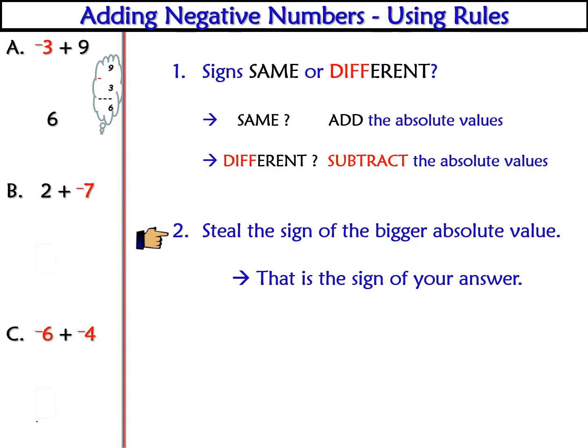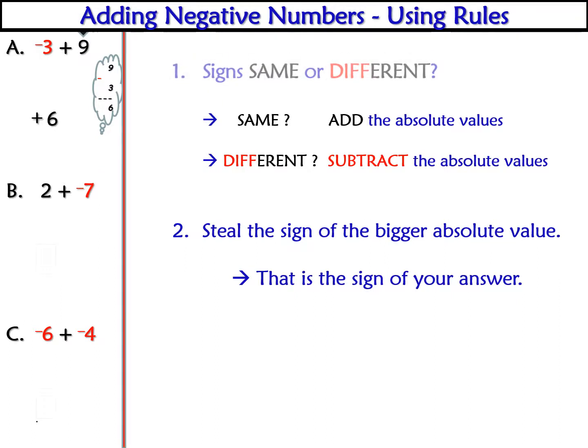Step 2. Now we're going to steal the sign that lives in front of the bigger absolute value. Well, in this case, the bigger absolute value is positive 9, and since it's positive, that means the answer is going to be positive as well. Let's look at example B.